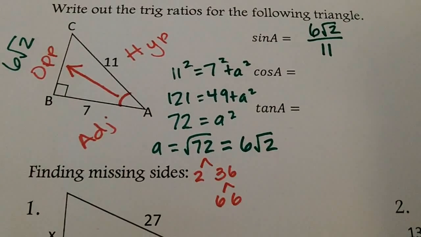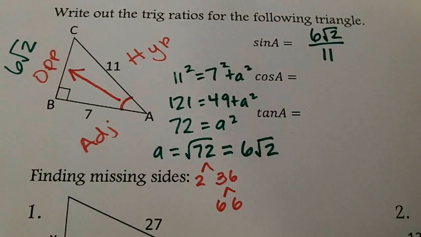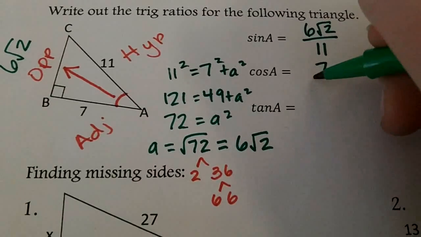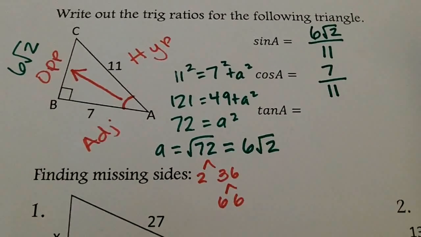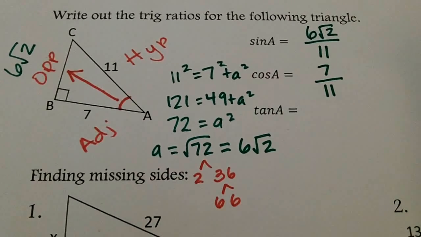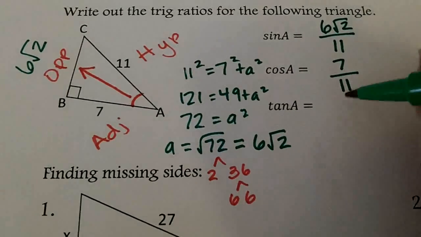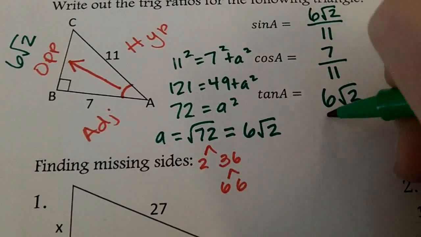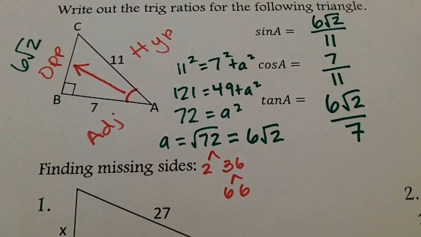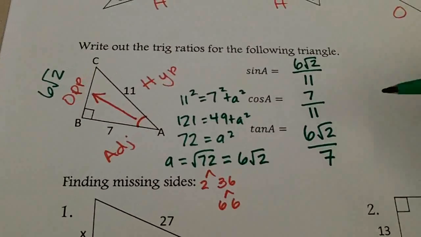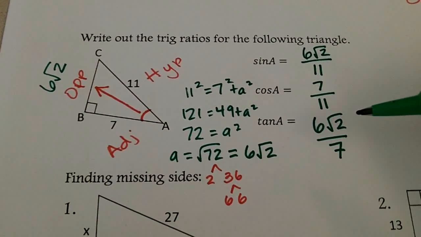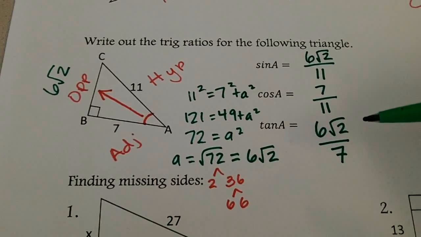The cosine of A is the adjacent over the hypotenuse. So 7 over 11. And the tangent of A is opposite over adjacent. So 6 square root of 2 over 7. We can use these ratios to find missing sides if one is missing.